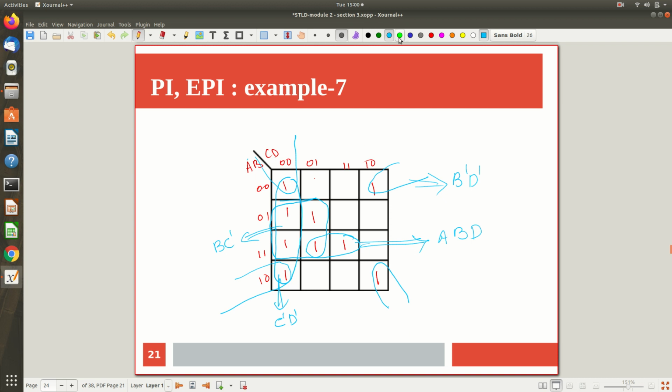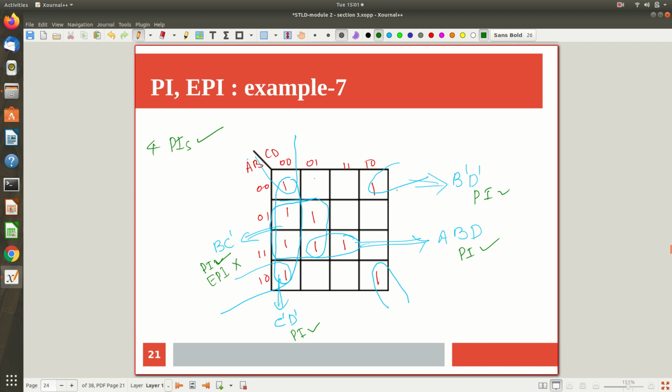Now, whether they are essential or not? All these are prime implicants, without any doubt. So the conclusion is there are 4 prime implicants. Now what about the essentiality? If you look at this particular grouping, is it essential? You can see that this one, this one, this one, this one, all are covered by more than one prime implicant. So this is not essential.